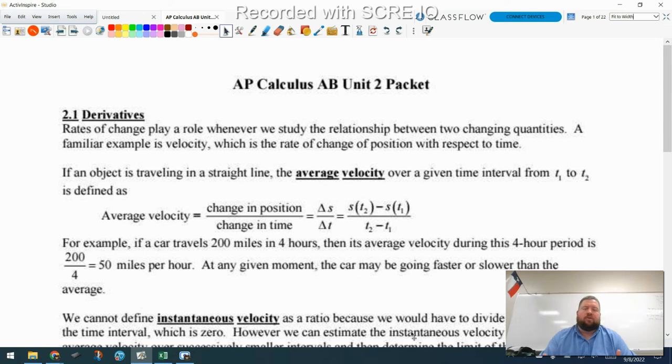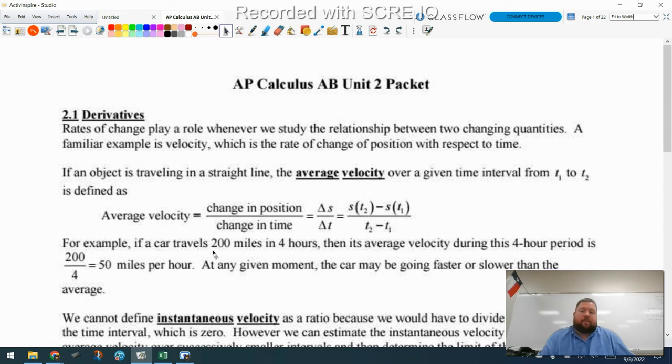All right, so derivatives are a rate of change. That's what this whole first page is about, talking about rates of change, the relationship between two changing quantities. A familiar example is velocity. If an object is traveling in a straight line, then you can find its average velocity by calculating its change in position divided by its change in time. You may recognize a formula that looks kind of similar to this, that we'll see down below.